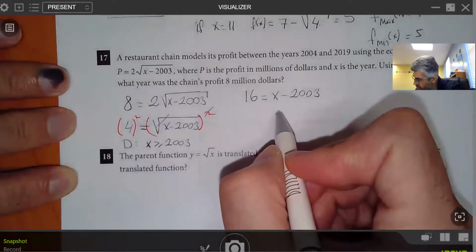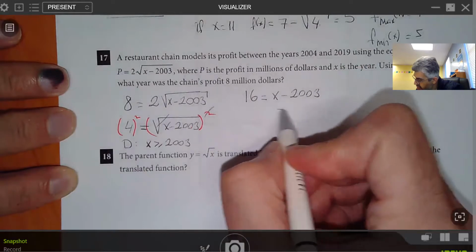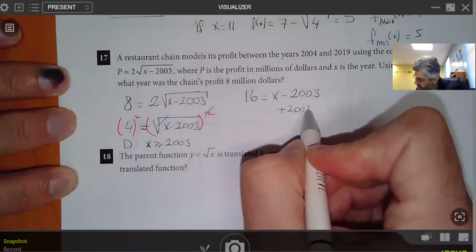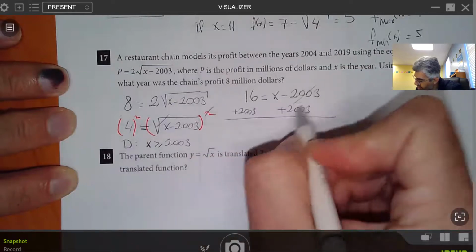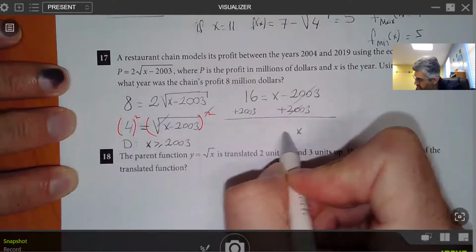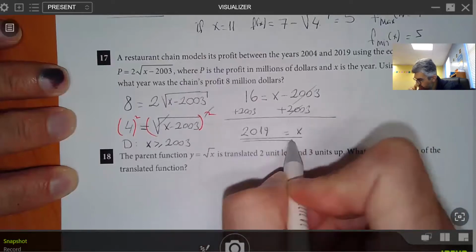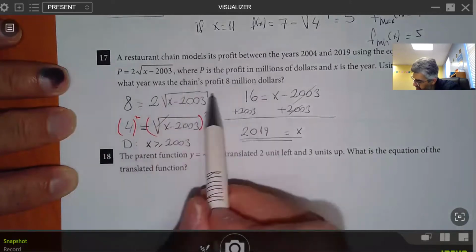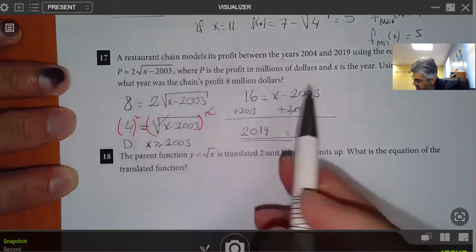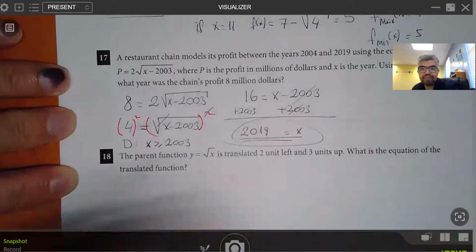And x is equal to, so we add 2003 to both sides. And we have x equals 2019. So this restaurant chain will profit $8 million in 2019. Clear?